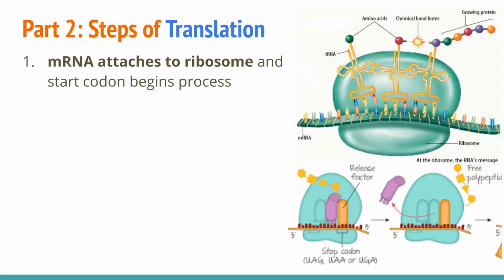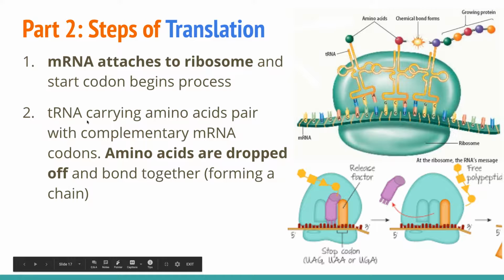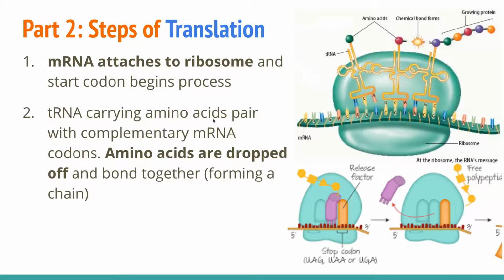So then messenger RNA attaches itself to the ribosomes. You can see that happening down here. Transfer RNA carries the amino acid and pairs with complementary messenger RNA codons. So the amino acids are dropped off and bonded together, forming a chain. You can see that all happening here. So it gets dropped off, gets transferred, becomes amino acids, and they drop off and become proteins.